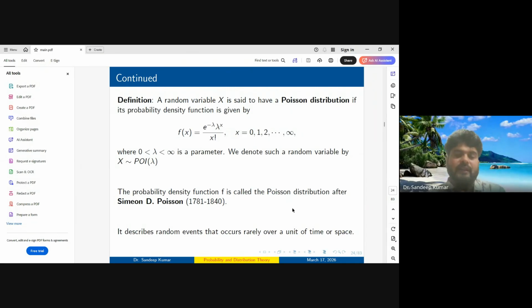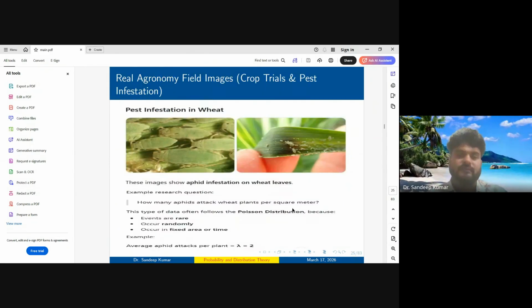It describes random events that occur rarely over a unit of time or space. Basically, this is an example of the Poisson distribution: crop trials and pest infestation. This image shows aphid infestation on wheat leaves.